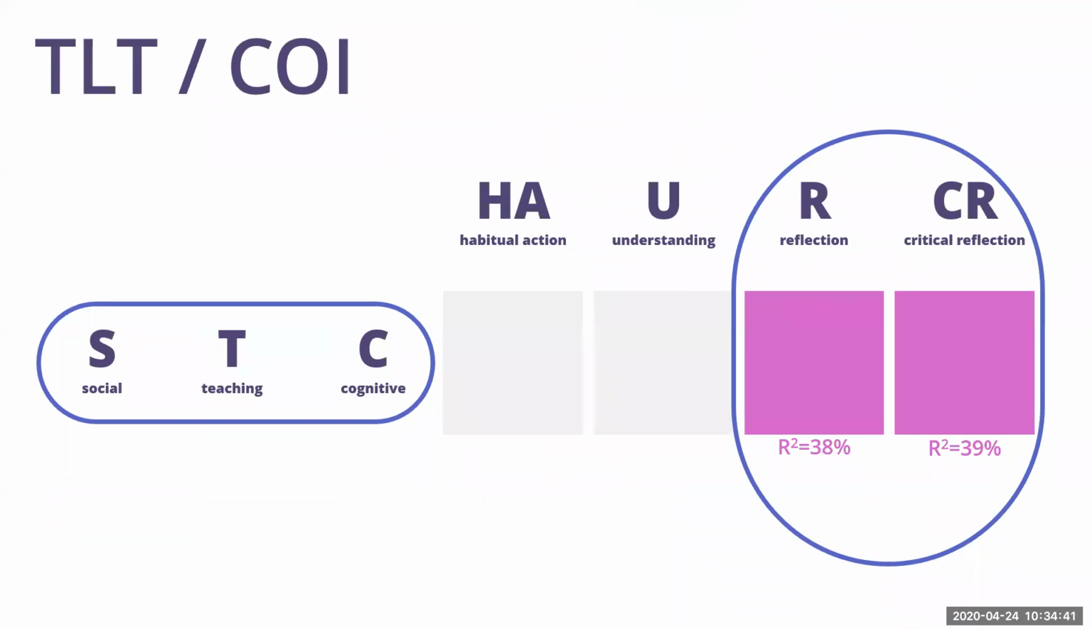So we found that the community of inquiry predicts student engagement in transformative learning, and really significantly so. The community of inquiry predicts 38% of variance in reflection and 39% of variance in critical reflection. In other words, if we design courses around the principles of the community of inquiry, we're more likely to engage students in the higher levels of cognition, in particular reflection and critical reflection. So next.